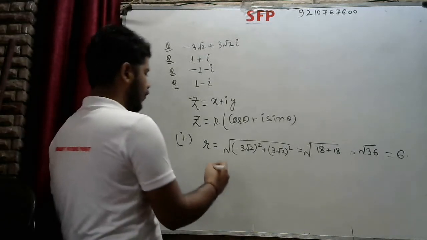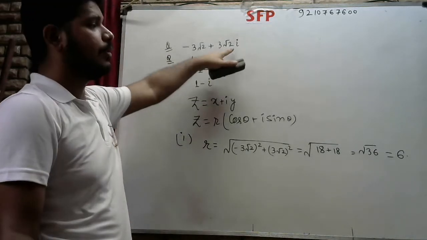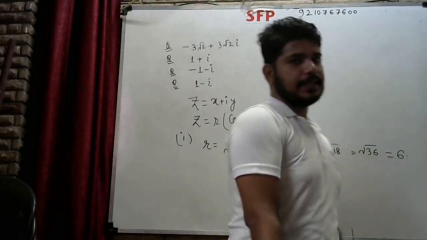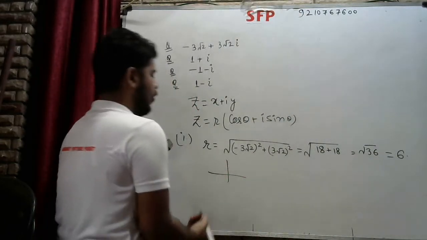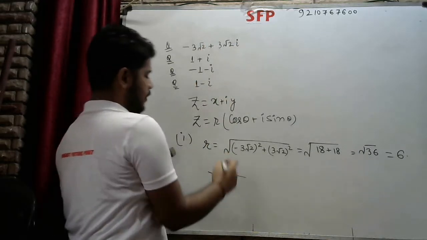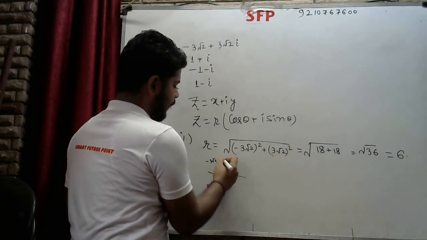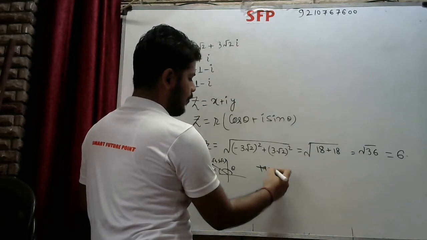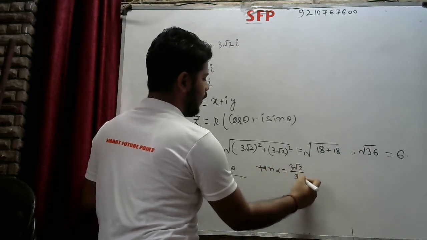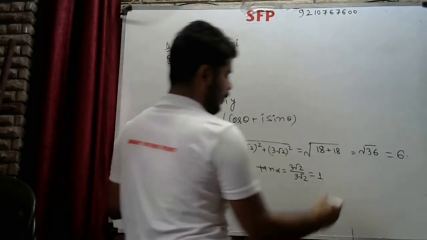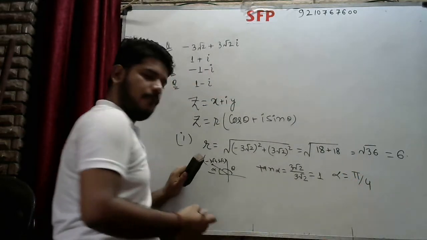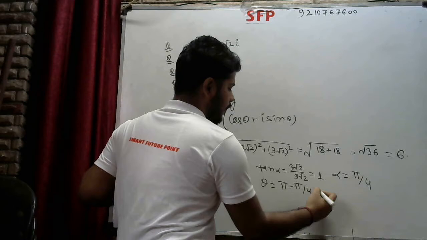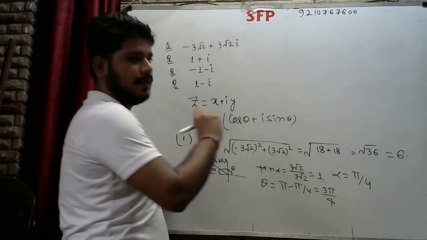We have to find the argument. For the argument, we know, this is in which quadrant? X is negative, but Y is positive. It will be in the second quadrant. If you have a problem, just make the Argand diagram. This is minus 3 root 2, and this is 3 root 2. This will be your theta. This will be your alpha. We know tan alpha will be nothing but 3 root 2 by 3 root 2. This will be 1. It means alpha will be pi by 4. But the net argument will be theta, and theta will be pi minus pi by 4. This will be 3 pi by 4.